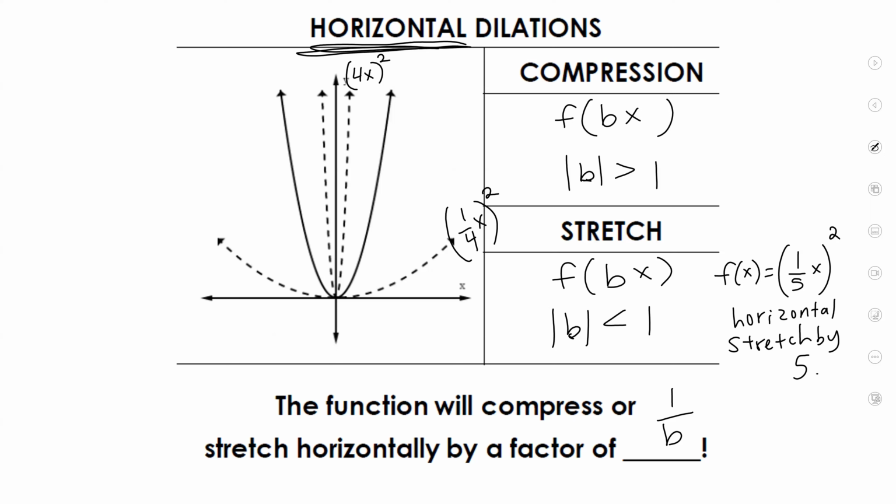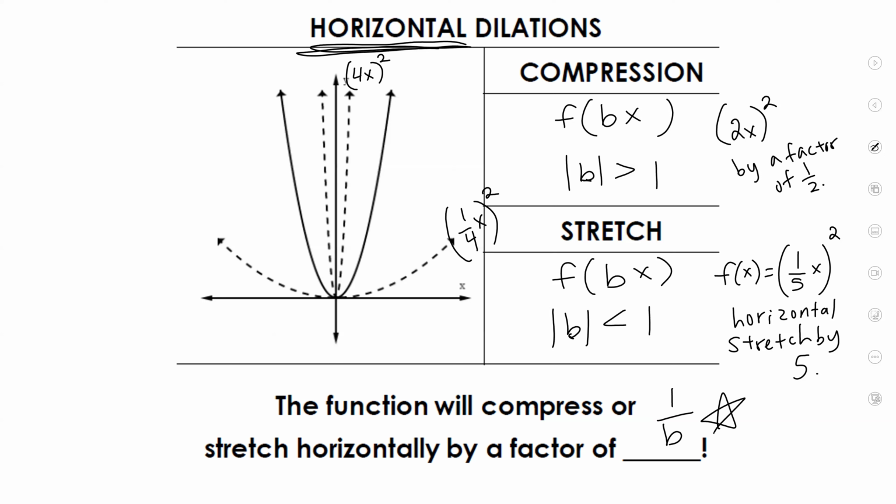Okay, an example of a compression. Let's say I have 2x squared. This is a horizontal compression by a factor of 1/2. You flip what's on the inside. Okay, that's what this means down here.